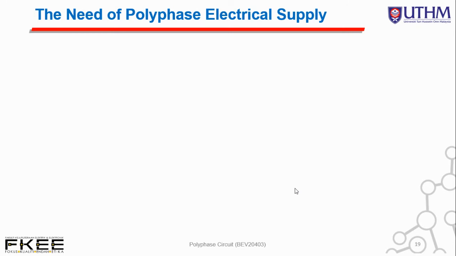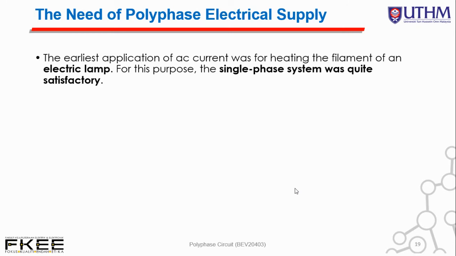So the need of polyphase electrical supply. The earliest application of AC current was for heating the filament of an electric lamp. For this purpose, a single phase system was quite satisfactory. So this is how it begins. It starts with the invention of a bulb, where the inventor back then created a filament and heated it up for this electric lamp or bulb, and finally the single phase system was widely applied.